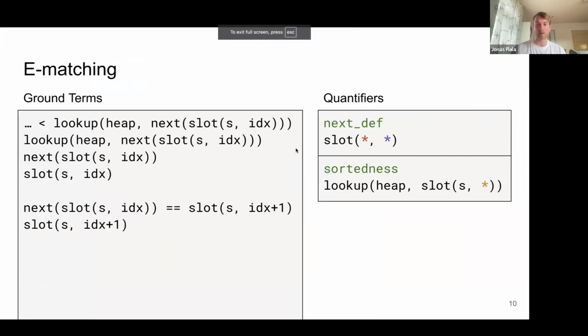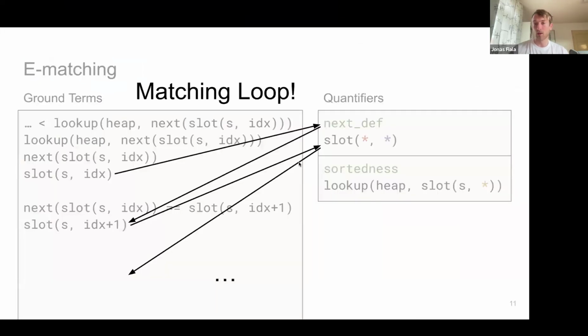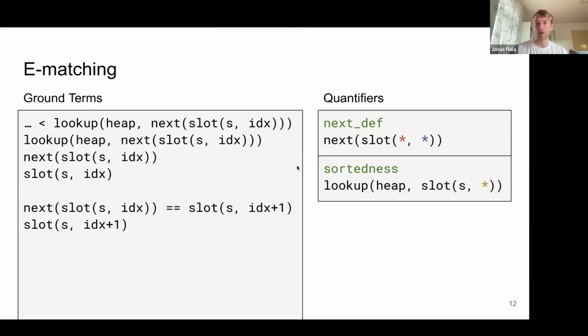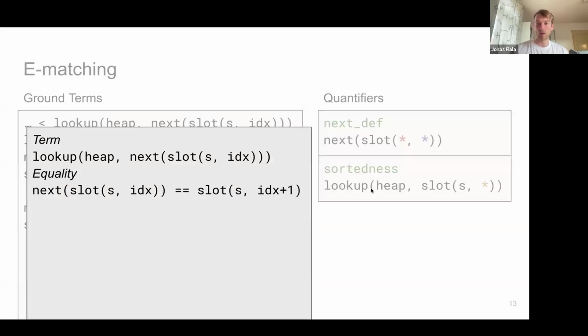So let me actually switch back to the slides to explain that in detail, because again, it's hard to see there. What we just did first, well, we noticed that we had this matching loop where we're repeatedly matching the slot with index plus 1, index plus 2, and so on. So we changed the trigger, and now this trigger only matches this ground term, but then there are no more ground terms later on that would match that trigger. And then we changed our injectivity, but that's not here. And now what we're taking a look at is this repeated instantiation of the sortedness quantifier.